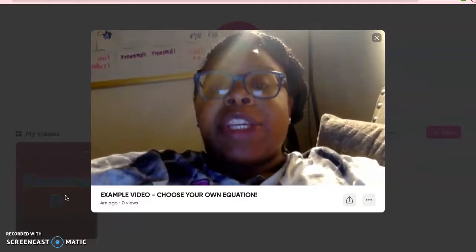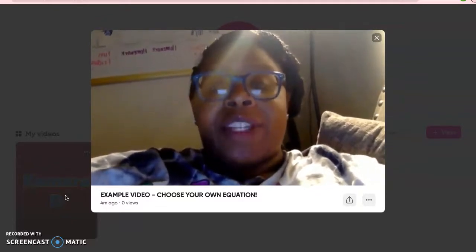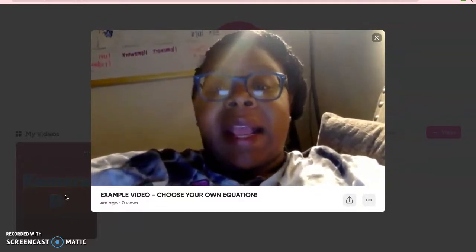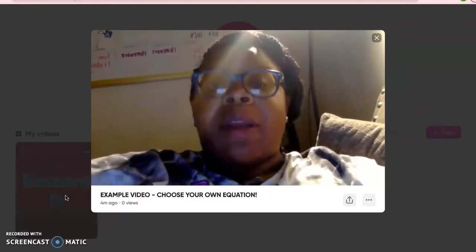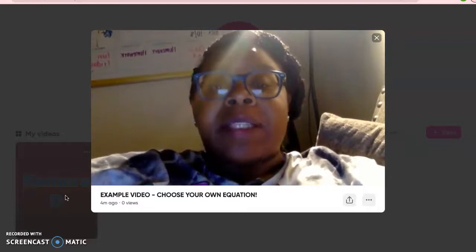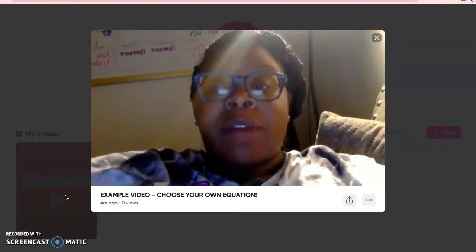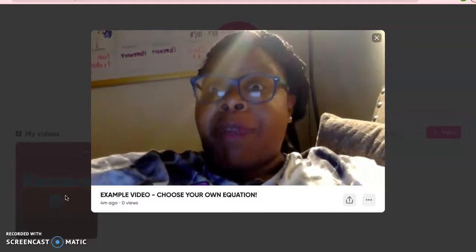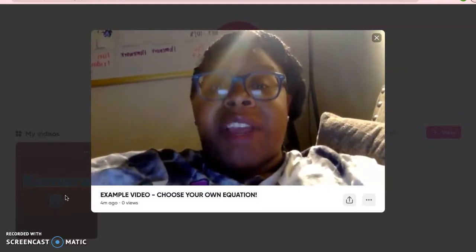Step 2 is we simplify each side of the equation by removing the parentheses and combining like terms. I'm going to combine the like terms, negative 6 and negative 12. So I'm left with 3x minus 18 equals 12. Then I move on to step 3, which is isolating the variable.